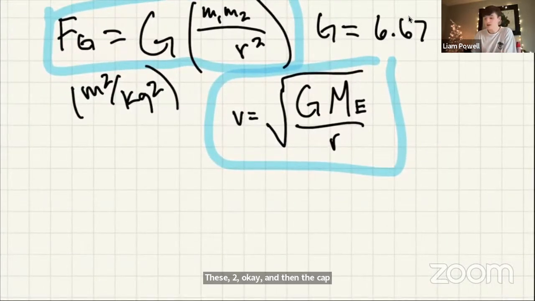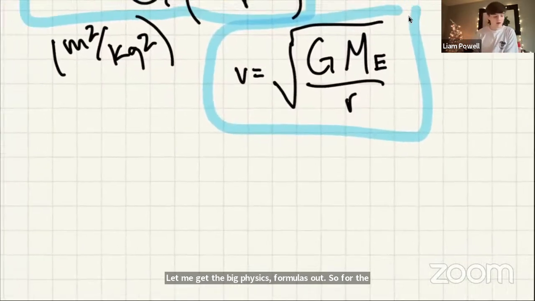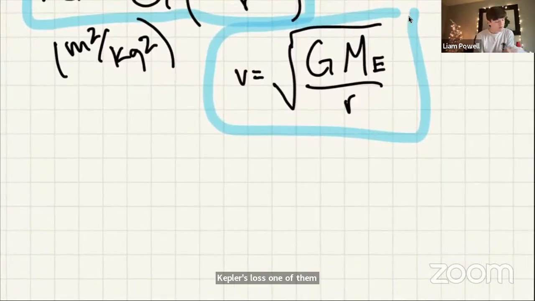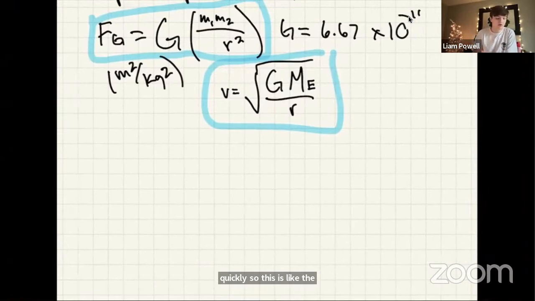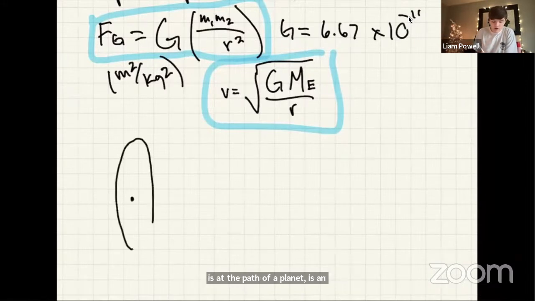Now the Kepler's laws. Let me get the big physics formulas out. The first one is that the path of a planet is an ellipse. So that's like the sun. All planets orbit in an ellipse because it's not equal. So that's the first one.